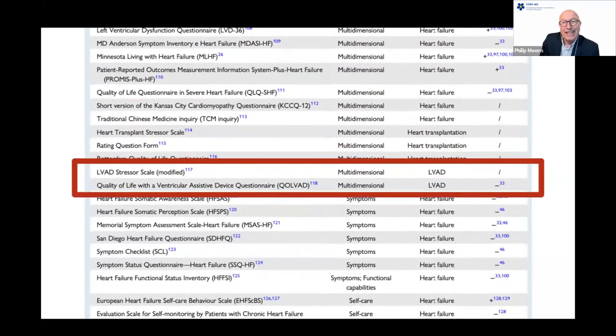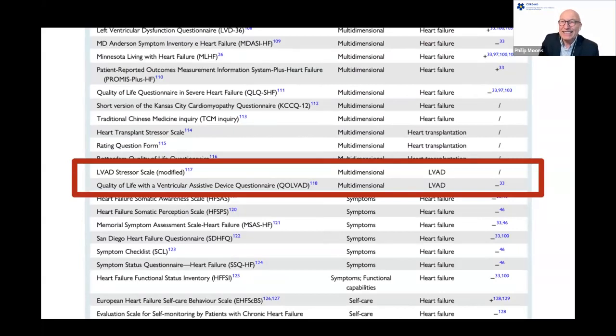Two other instruments have to do with LVADs, the left ventricular assist devices. One is the LVAD stressor scale, and the other is the quality of life with a ventricular assistive device questionnaire.